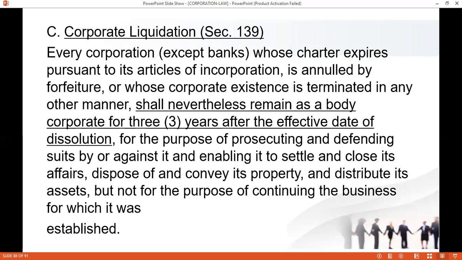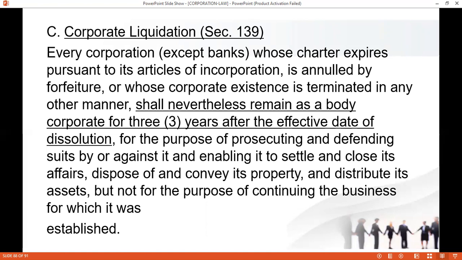Like, kung meron kang mga assets, ibenta mo. Kung may utang, bayaran mo. So, that is actually liquidation. So, 3 years ang ibibigay sa'yo ng batas, no? Or kung merong mga cases to prosecute and defend, no, suits by or against it, no, and enabling it to settle and close its affairs, no? But not for the purpose of continuing the business for which it was established.